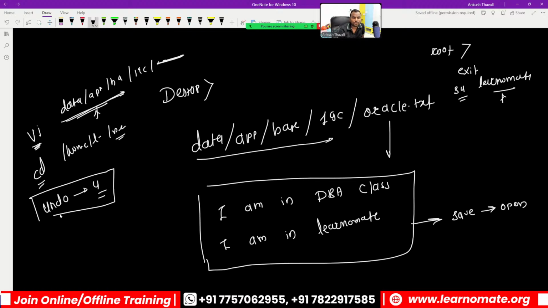Go to the command mode and press U. It will do undo. Or you can directly quit the file also without saving. How to quit? :Q exclamation mark. It will quit the file without saving. So it's like "don't save". In Notepad we have "don't save", just like that. And this undo is like Control Z, undo. I'll show you this practically.